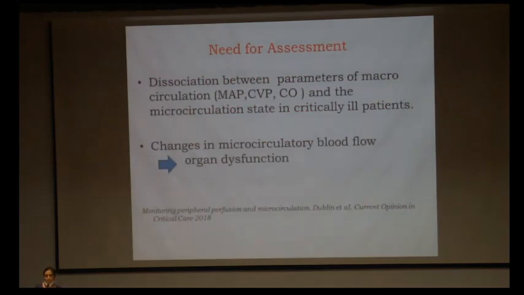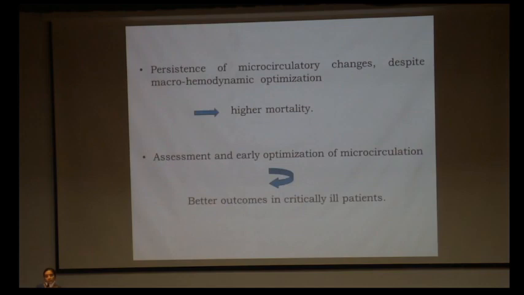So what is the need for assessment of peripheral perfusion in all the patients who present with shock? Because there may be a dissociation between our macrocirculatory parameters which we routinely monitor, like mean arterial pressure, central venous pressure and cardiac output, and the microcirculation which is present in critically ill patients. And this change in microcirculation is associated with organ dysfunction. Not only that, persistence of microcirculatory changes despite the macrohemodynamic optimization is associated with a higher mortality. And if we are able to assess and early optimize our microcirculation, we may have better outcomes in critically ill patients.